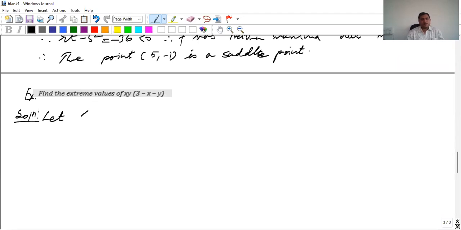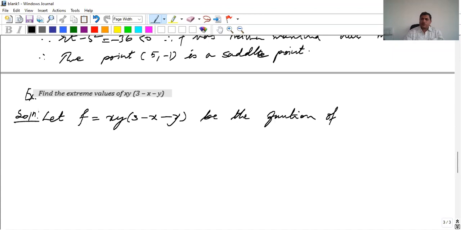Let f = xy(3 - x - y) be the function of x and y. Okay. Now see, what is the first step? Find out the first order partial derivative. So what do we do next?